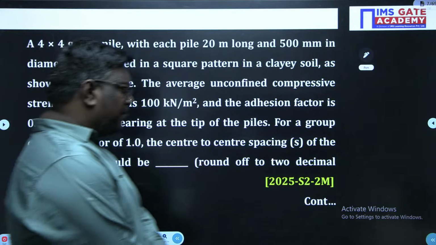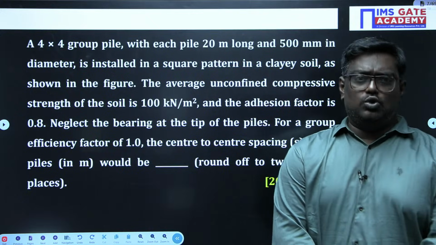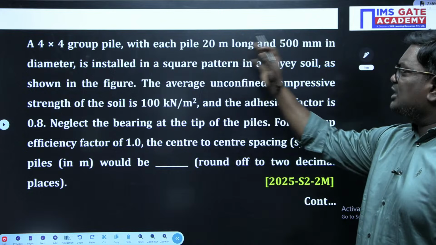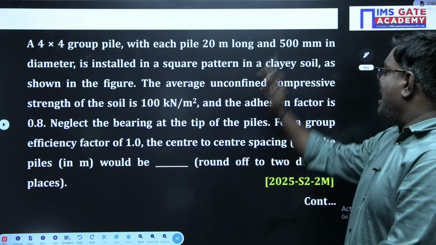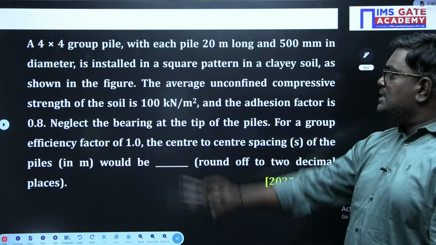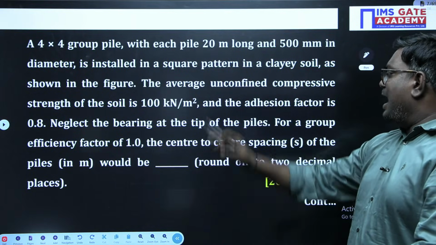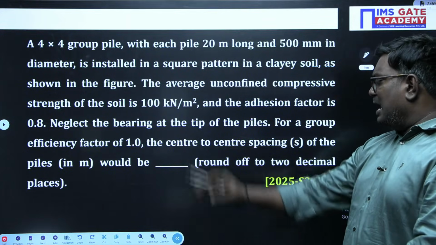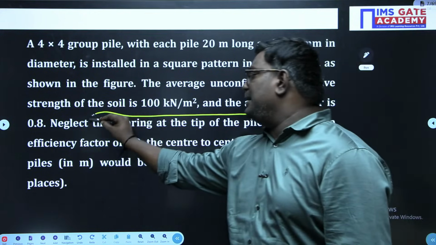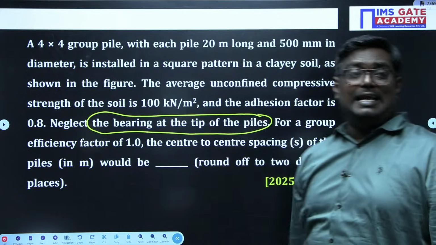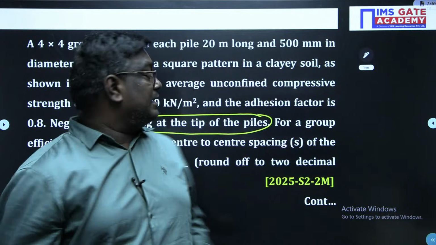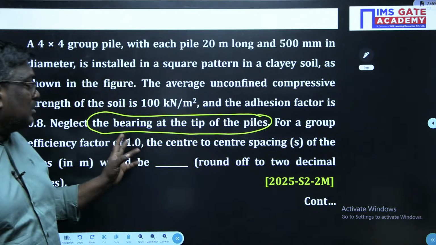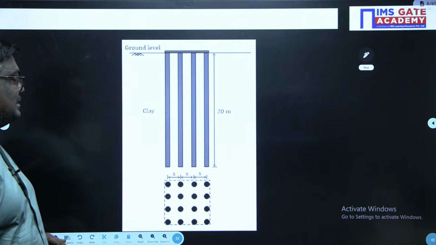Now we have another beautiful question. This is also a GATE 2025 question. A 4 into 4 group pile with each pile of 20 meter long and 500 mm diameter installed in a square pattern, the average unconfined compressive strength and the adhesion factor given. Neglect the bearing capacity at the tip of the pile. This meaning has a lot of significance. For a group of piles, efficiency is 1. The center to center spacing of the piles is.